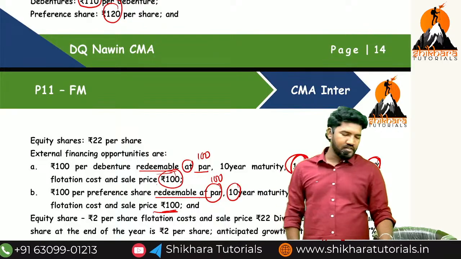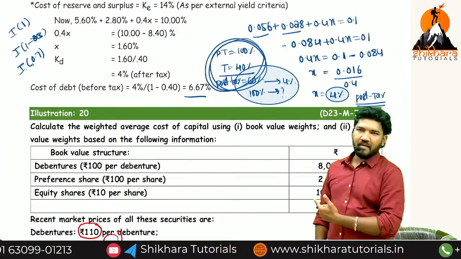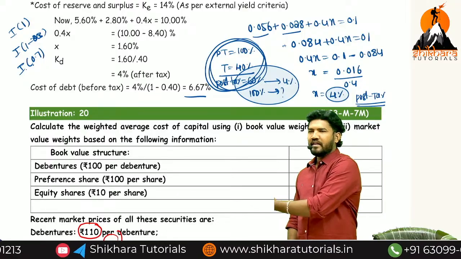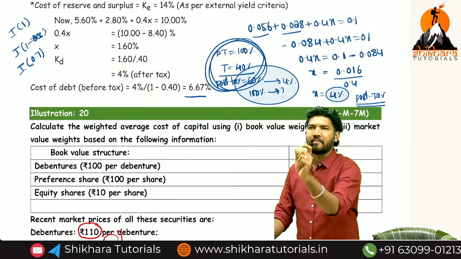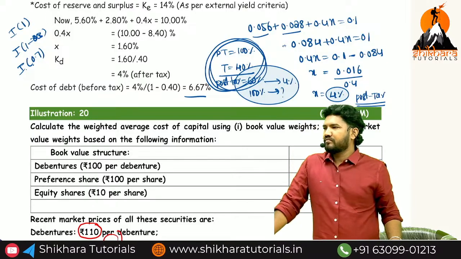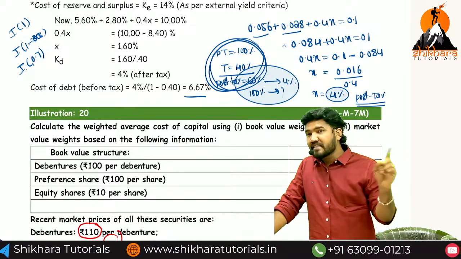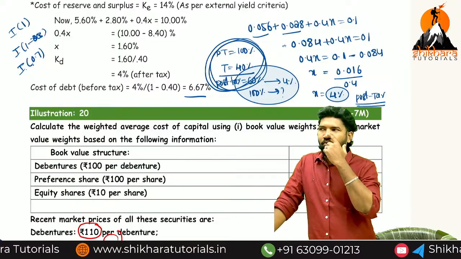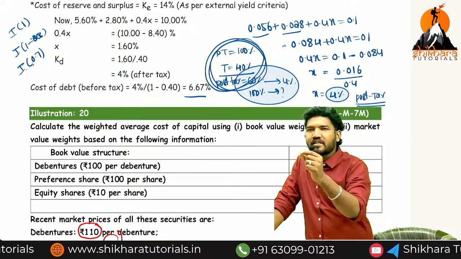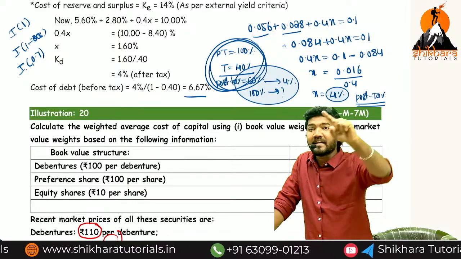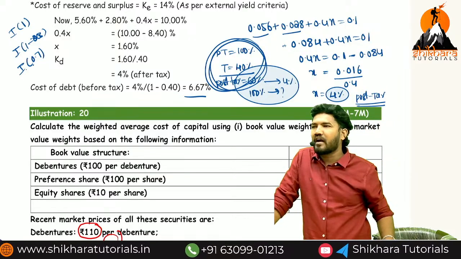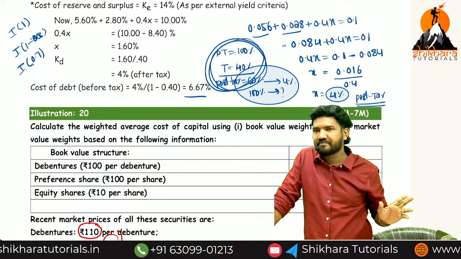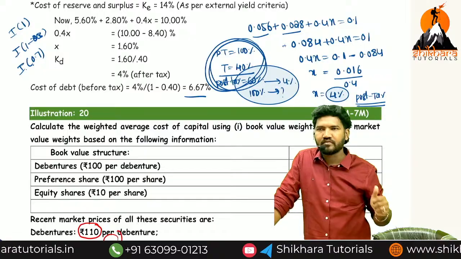What we have to follow is this: it is a December 23 MTP question paper question, so we have to follow this logic only. Are you okay? They clearly mentioned, I sold one debenture for 100 rupees. Are you guys clear now? Even though there is a market price, market prices are provided for the purpose of market value calculation, not for the cost of debt or cost of preference calculation. Clear now? Yes or no? Then fine.